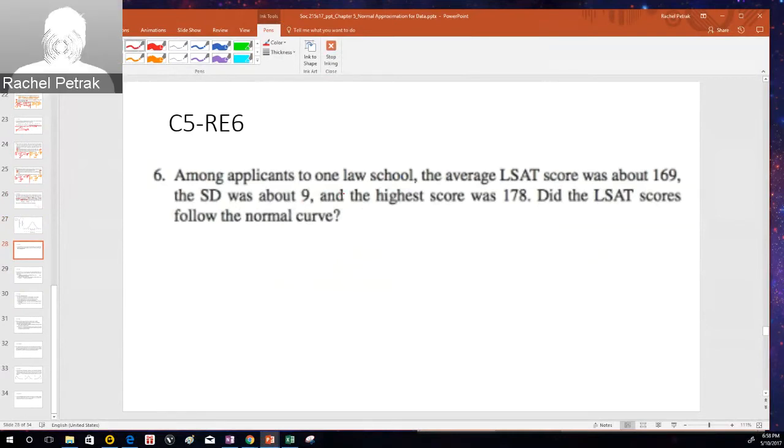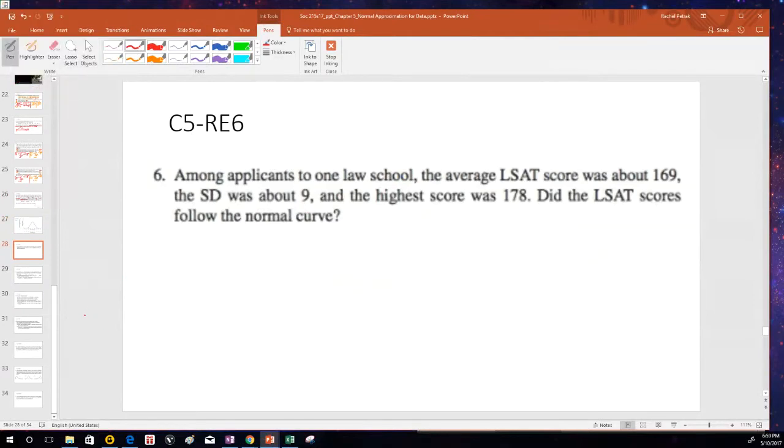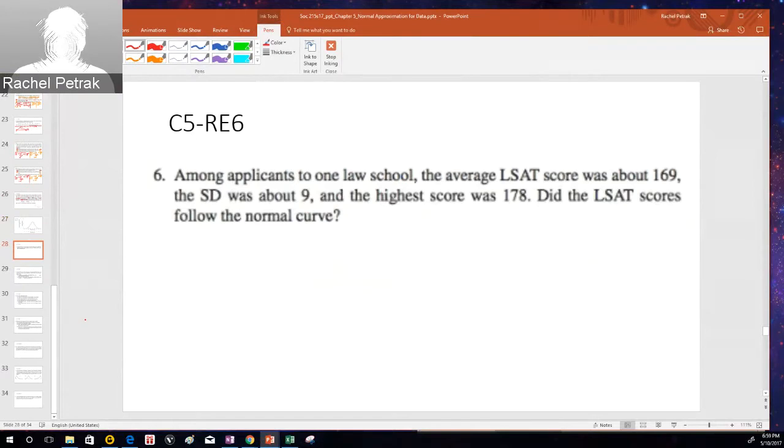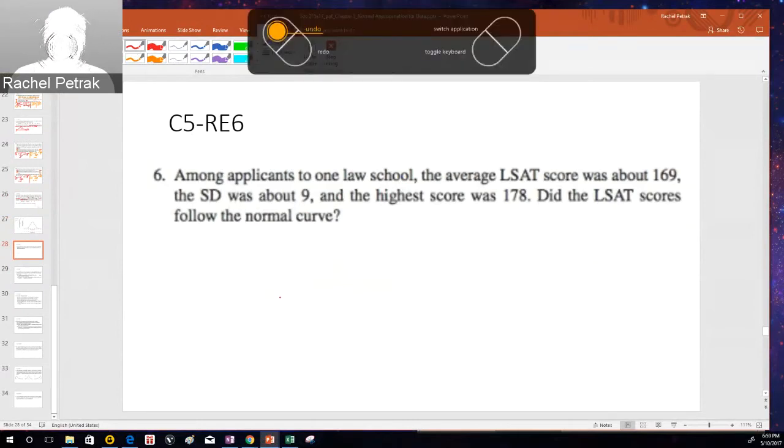Among applicants to one law school, the average LSAT score was about 169, the standard deviation was about 9, and the highest score was 178. Did the LSAT scores follow the normal curve? Well, how do we approach this one? Well, we need to think about the number of scores that we expect to be in areas of the normal curve, or the proportion of scores.